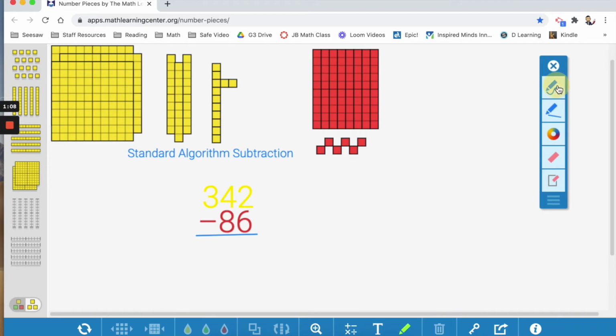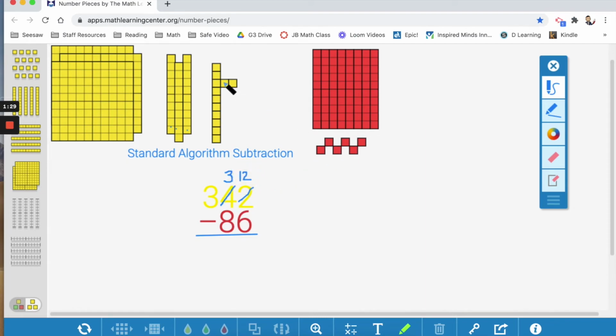So in this case, where we had 4 tens in 342, we're going to cross out the 4, and we're going to write the number 3, because that's how many tens we have left. 1, 2, 3. And now we no longer have 2 ones, we actually have 12 ones.